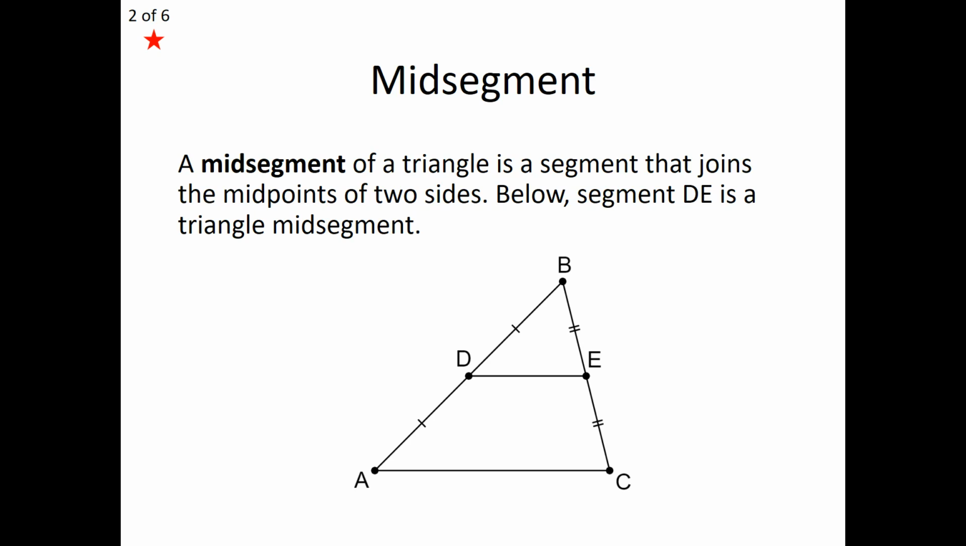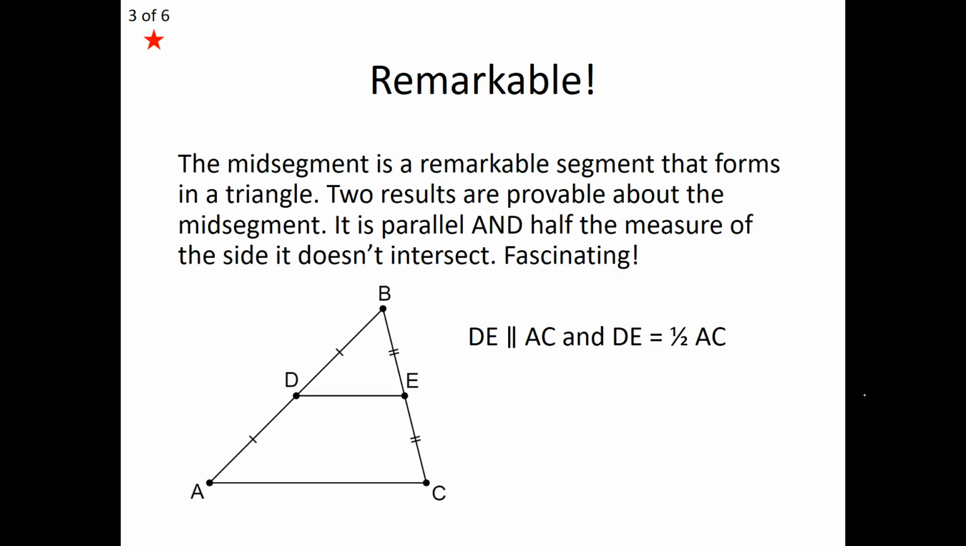A midsegment of a triangle is a segment that joins the midpoints of two sides. So in our diagram below, we have triangle ABC, such that D and E are both midpoints of sides AB and BC. When we connect the midpoint D to E, that segment that's formed is known as the triangle midsegment.